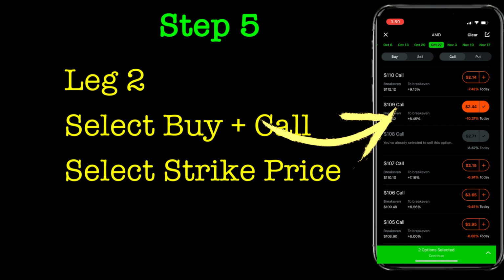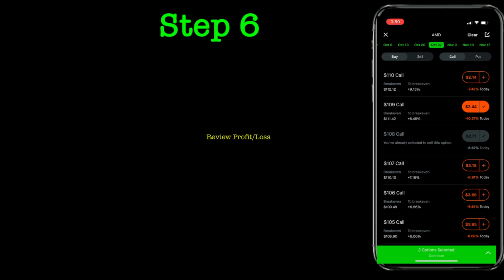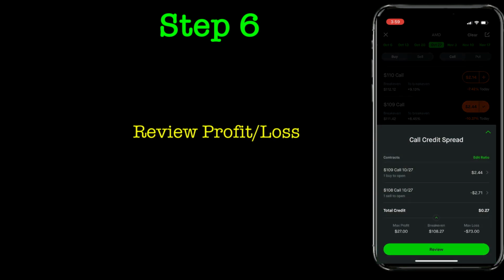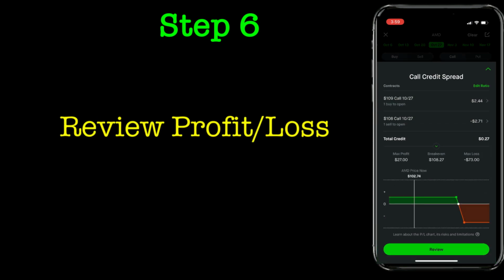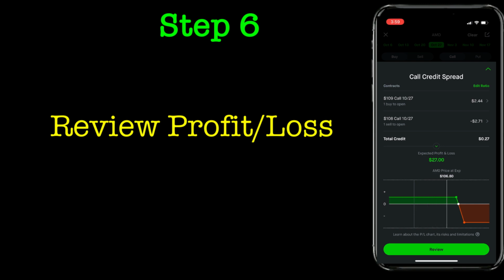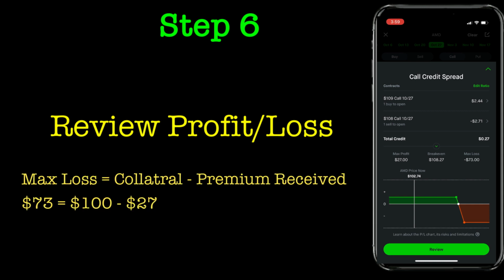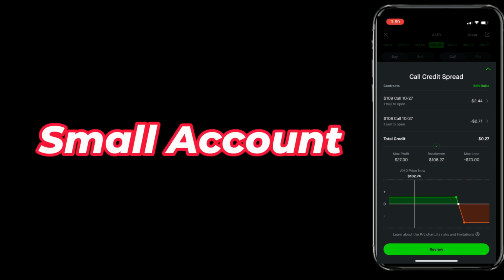Now step 6 is you review your profit and loss. In Robinhood there's a graph that you will see. As you can see, your total credit and expected profit is $27. And your max loss in this case is whatever you had put in as capital. So you put $100 as a collateral and you are getting $27 of credit, so your max loss is just $73 in this trade. It is a pretty nice strategy if you have a smaller account.